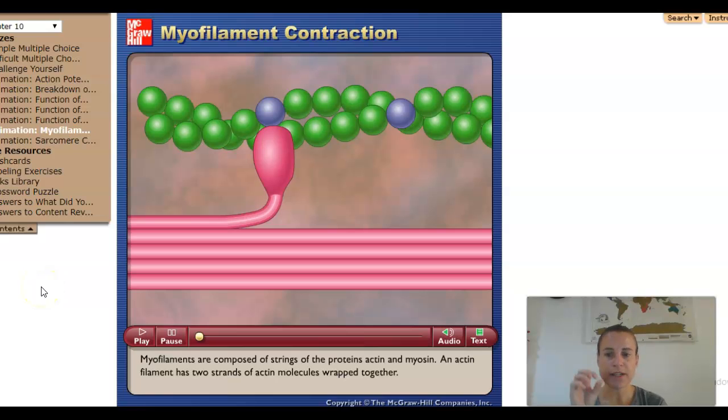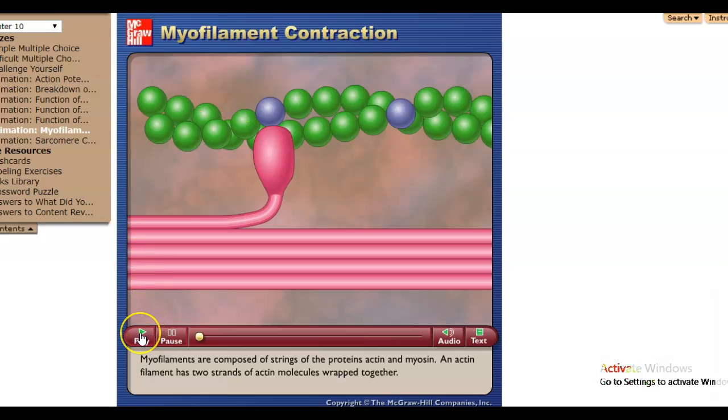So this video is really zoomed in. You're going to see that this is the myosin and this is the actin. This is the myosin head, and then there's a place on the actin called the binding site. So we're just going to see what happens between the myosin and actin.